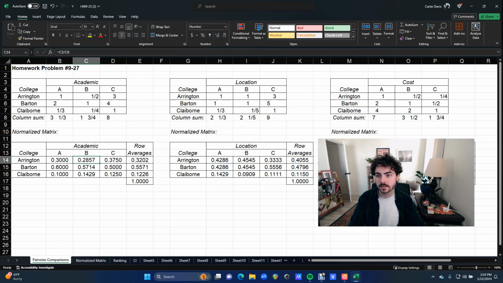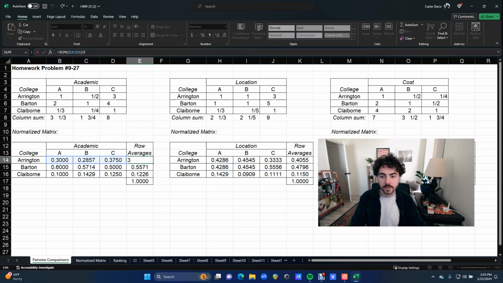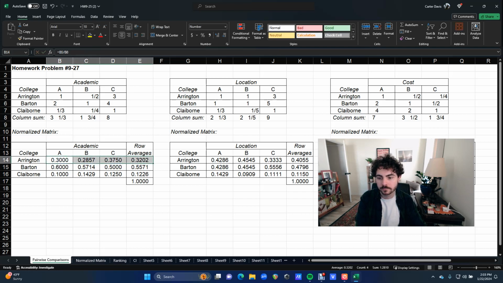So for column B, it's the same thing. This divided by that, this divided by that, and that divided by that. So they're doing that for A, B, and C. Okay, and then once they have this filled out, then they average each of the rows. So this value right here is the sum of these three, and then you divide it by 3. So you're finding the average of each row. Okay.